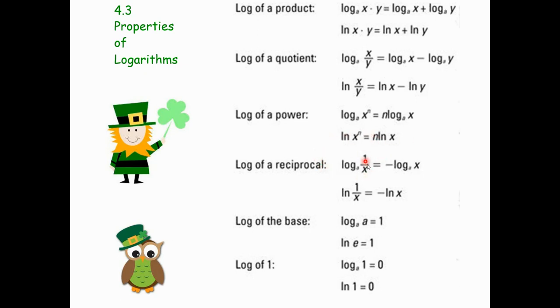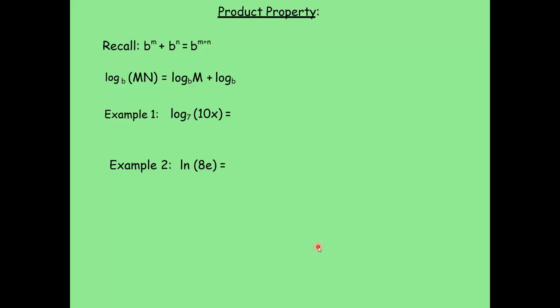When you have a log of a reciprocal, remember a reciprocal is to the -1 power, so it's acting just like your power property, so -1 comes in front. The log of the same base, these are your reciprocal properties we already knew. So these properties we're just going to use when we need to simplify. All right, so let's go on to the next.